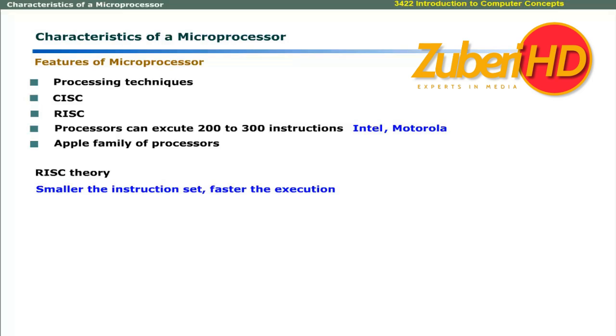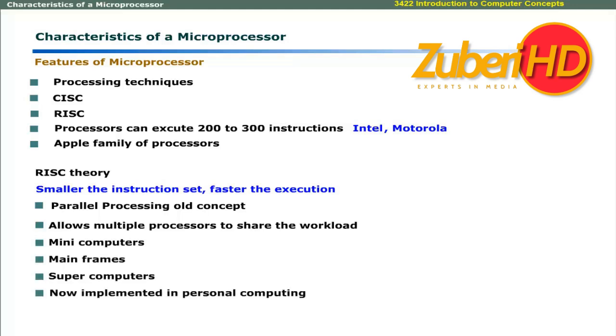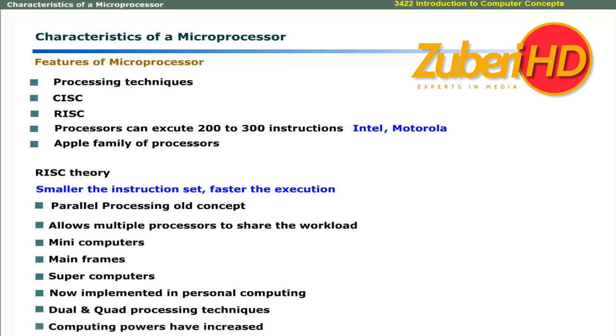Another concept of processing is parallel processing, which allows multiple processors to share the workload. Although the idea of parallel processing is not new to minicomputers, mainframes and supercomputers, these days it is implemented in personal computing. The introduction of dual and quad processing has increased the computing power of today's personal computers.